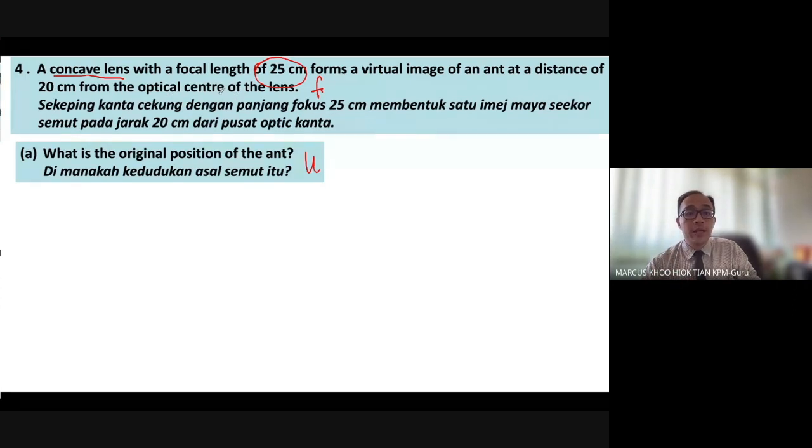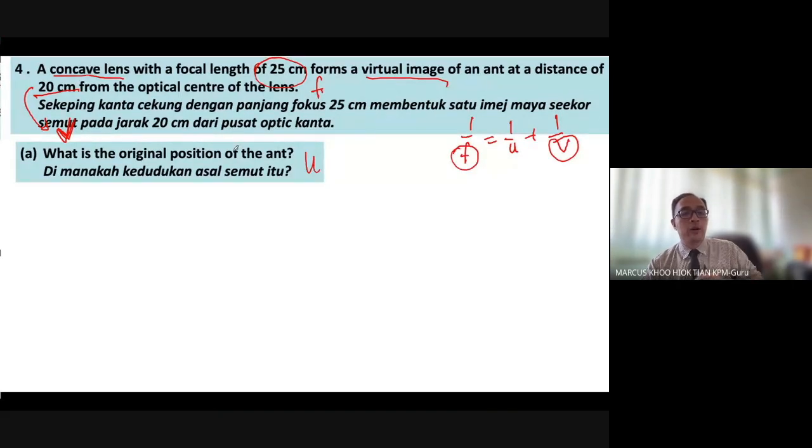Okay, the virtual image at a distance of 20 cm, this refers to our V. Because it is a virtual image, it is negative. So again, use the same formula, 1 over F equals 1 over U plus 1 over V. Make sure you substitute the V and the F correctly. Try to find the value of U. Most important thing is the answer should be positive, because the object distance usually generates positive.